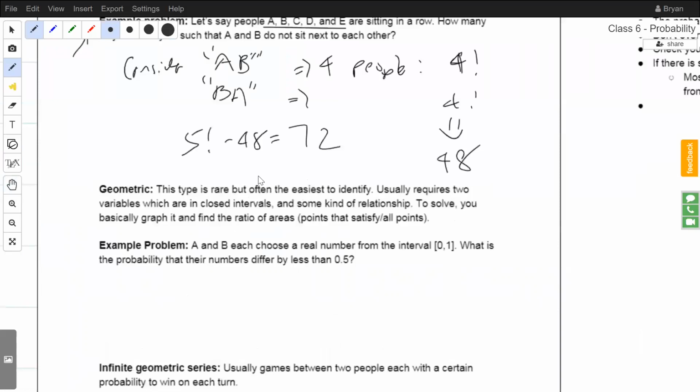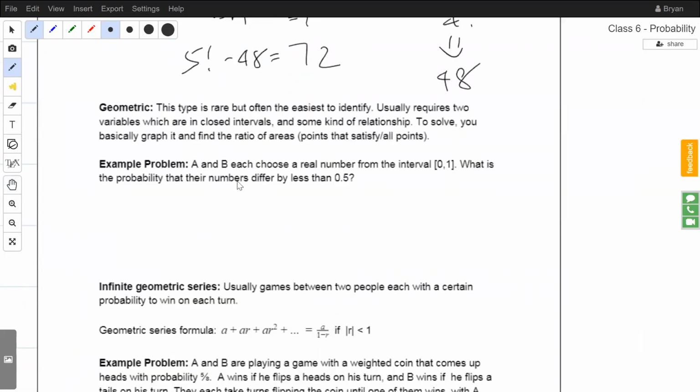And the next one I want to talk about is called geometric probability. And this is honestly one of my favorite ones, as it's pretty rare, but it's really easy to identify. Usually it has 2 variables of some sort, and they are usually bounded in an interval, and they need to satisfy some kind of relationship. And you solve this by graphing it and taking a ratio of areas of points that work over the total number of points that can be.